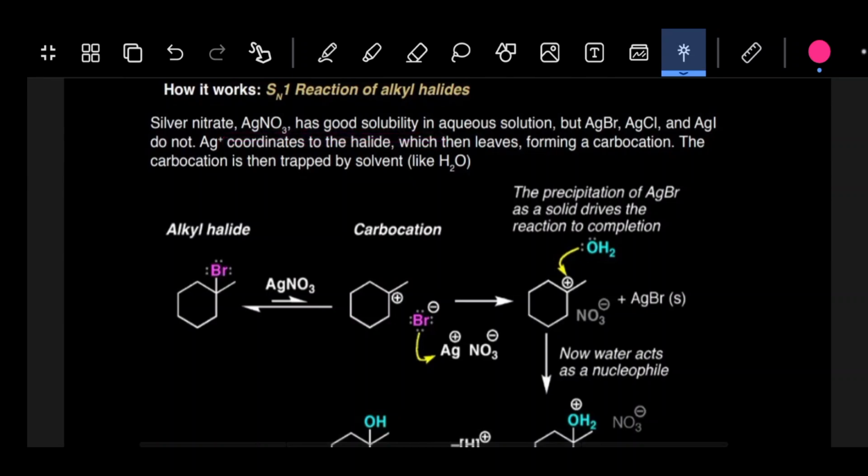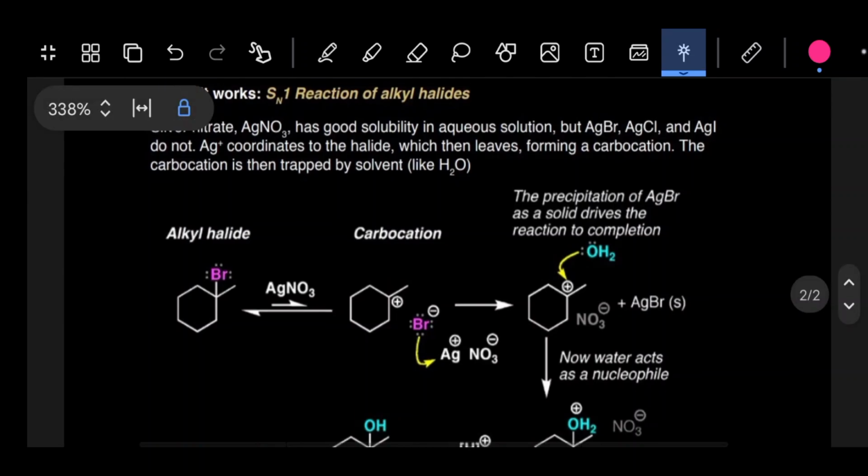So basically, AgNO3 having good solubility in aqueous solution implies that AgNO3 can be dissociated and exist as ions, Ag plus and NO3 minus. So this is so important. But we see that AgBr, AgCl, AgI do not have good solubility in aqueous solution. So hence we can say that they don't dissociate well, and hence we know them to have more covalent nature too. We'll be discussing that further.